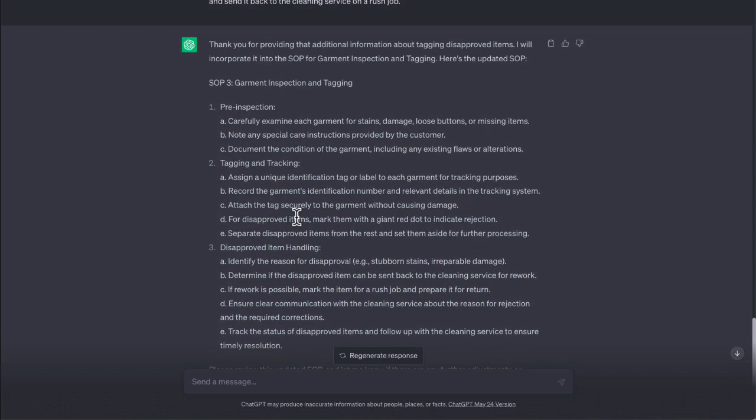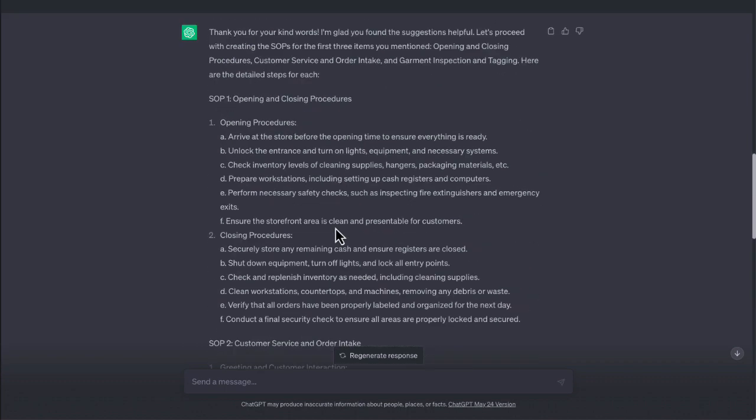So there you go. That's a fun little test to see what it might be like to create a prompt that can guide us through creating standard operating procedures.